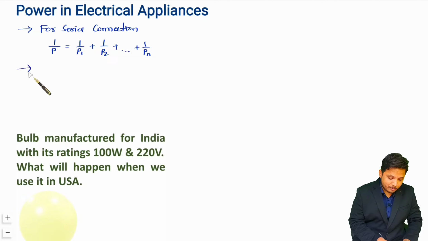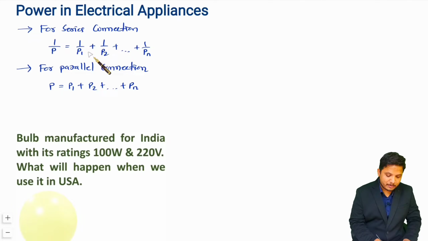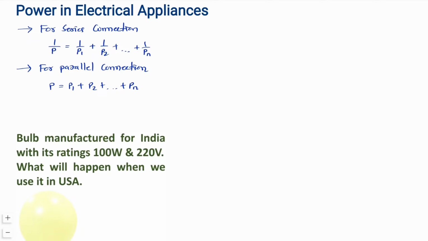And if you have parallel connection of appliances, in that case the total power delivered will be P equals P1 plus P2 up to Pn, right? So when you have series connection, the total power delivered will be as per the relation 1 by P equals 1 by P1 plus 1 by P2 up to 1 by Pn. And for parallel connection, the total power delivered will be P equals P1 plus P2 up to Pn.